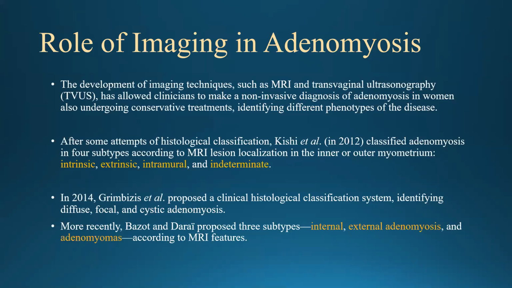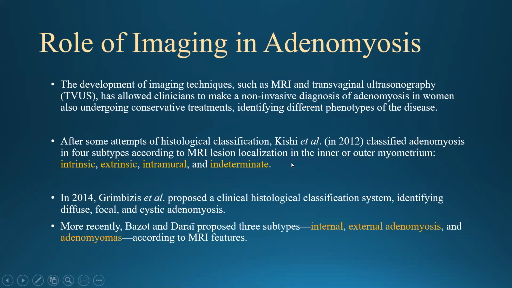So after some attempts of histological classification, Kishi et al. in 2012 classified adenomyosis into 4 subtypes according to the MRI. They depend on the location of the lesion, either in the inner or the outer myometrium. So we do have the intrinsic, extrinsic, intramural, or indeterminate when we don't know where it is. So we cannot say, is it intrinsic, extrinsic, or intramural?